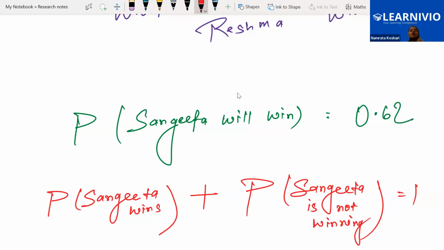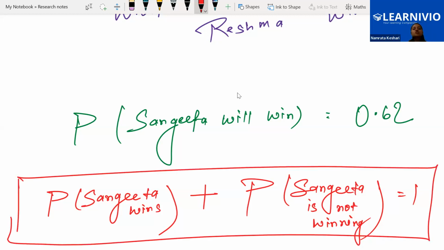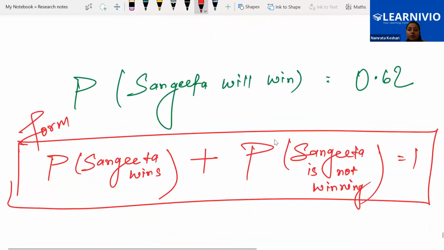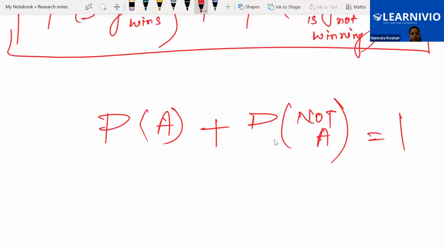This is the formula we are seeing in the two examples we have just done: the head-tail example, and the less than 4 and greater than or equal to 4 example, which we wrote as not less than 4. That was also giving 1. So the above two observations have given us a formula: the probability that A happens plus the probability that A is not going to happen will always be 1.